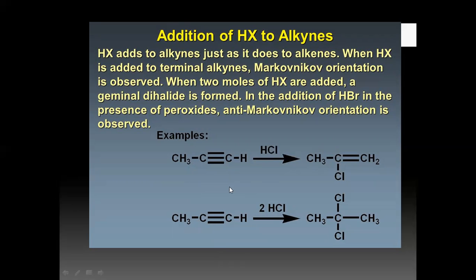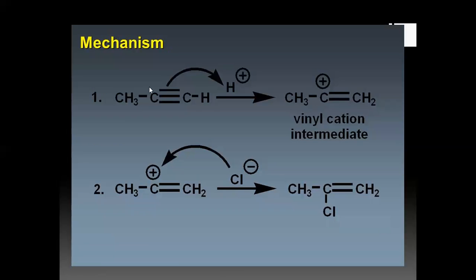Now we will see its mechanism. First, this pi bond will attack the hydrogen atom or proton, it will convert into a double bond and it will form a vinyl cation intermediate. This is the intermediate stage of this reaction. Then the negative part, meaning chlorine, will attack this carbon atom and it will convert into an alkene.